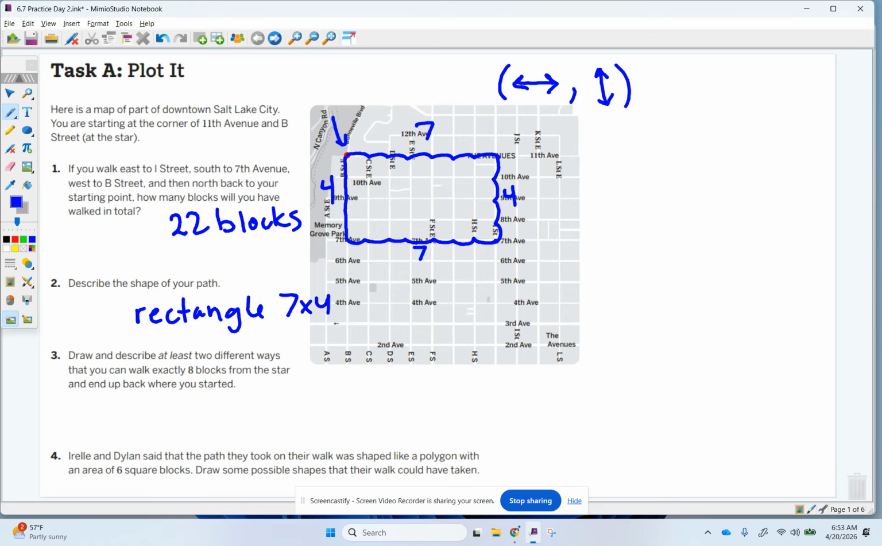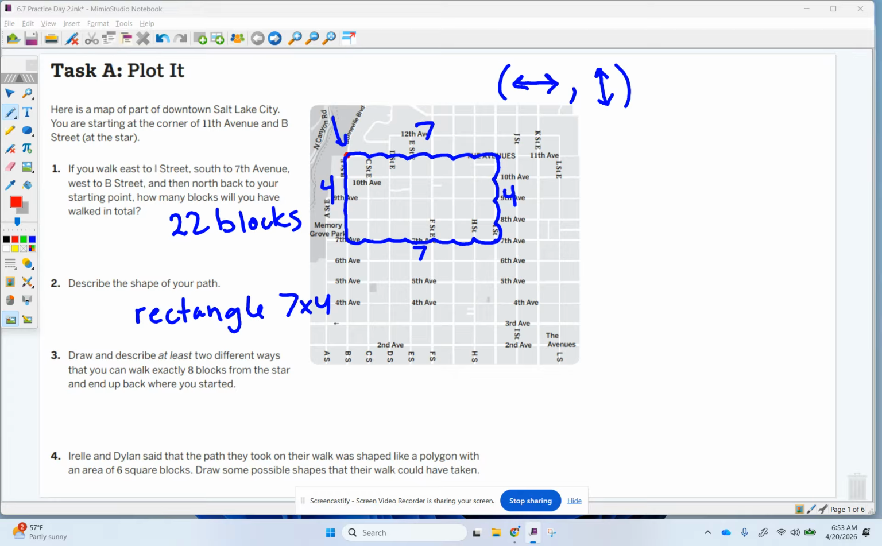Now, then it says draw at least 2 different ways that you can walk exactly 8 blocks from the star and end up back where you started. And so I don't see, oh, there's a star on your map. Yeah, that's where I started. Okay, let's switch colors and I'll show you what we can do.